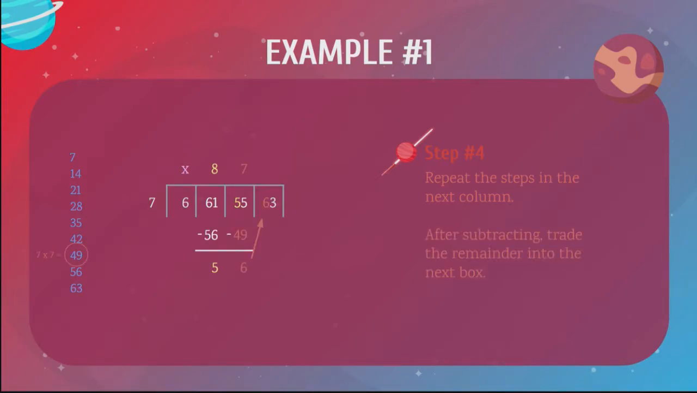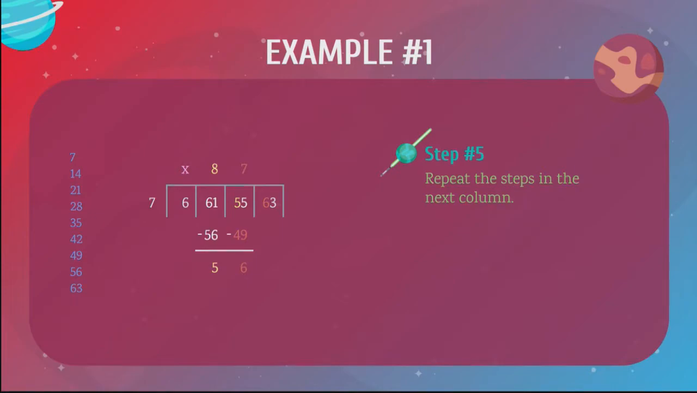So the number that comes closest to 55 is 49. 7 times 7 is 49. And we subtract and get 6. Now we need to trade it. So 6 tens will become 60 ones. We'll put it right next to the 3. Now we have 63 ones. I think if we look over to our secret to success, we'll find 63 over there.